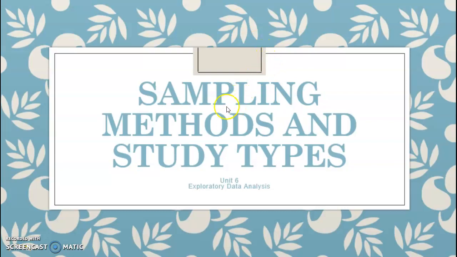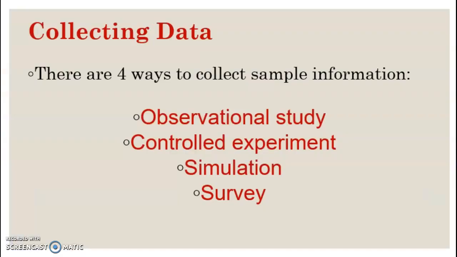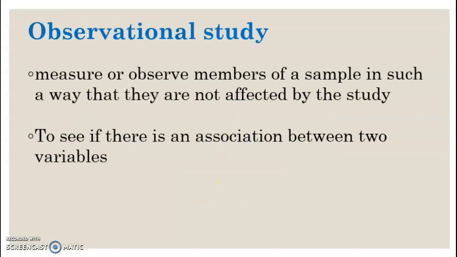This is 6.3 Sampling Methods and Study Types. There are 4 ways to collect sample information. You've got different types of studies: observational study, controlled experiment, simulation, or a survey.